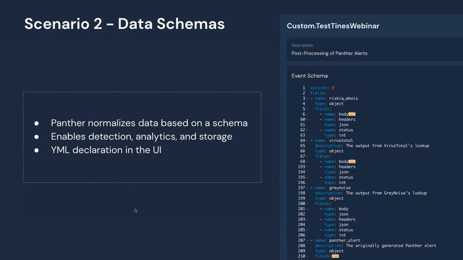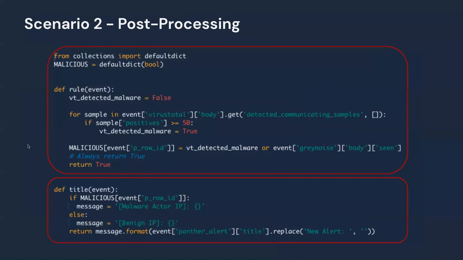So let's look a little bit at how those rules would work. In Panther, we can create our detection using a couple of different built-in libraries with Python, but we're essentially doing similar analysis to what was happening in Tines, where you're saying, show me how many positives there are on the detected communicating samples. In this case, I'm setting a pretty high threshold of 50, and then we're going to do some additional logic to determine if it's benign or not.